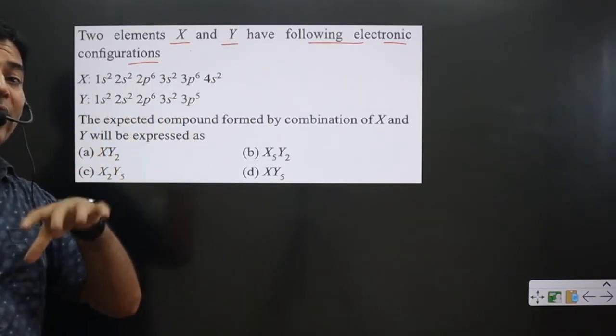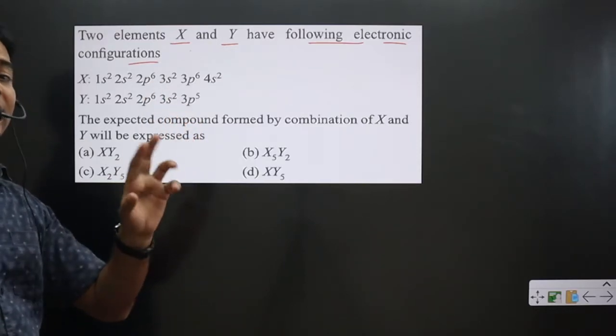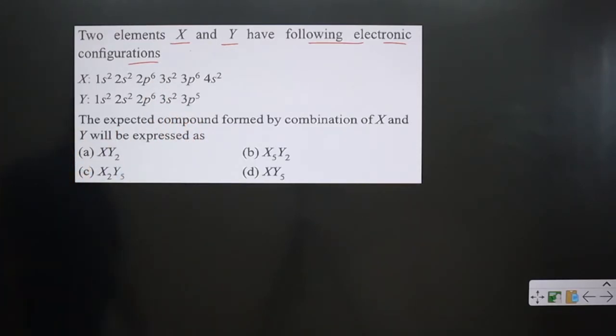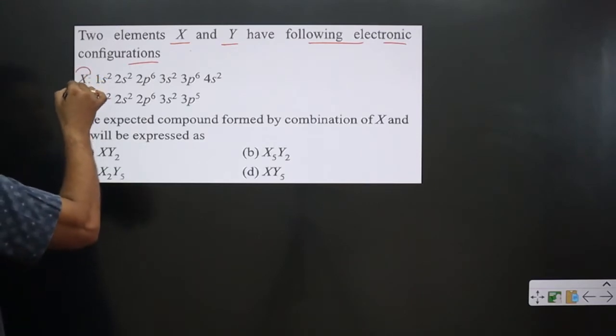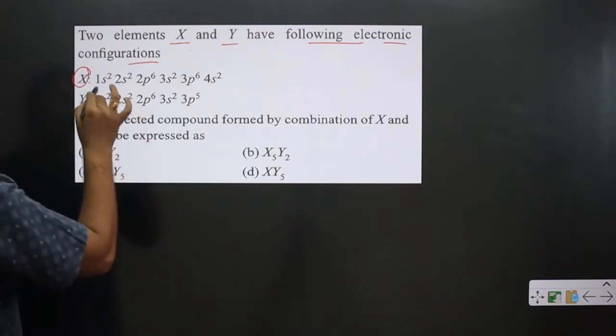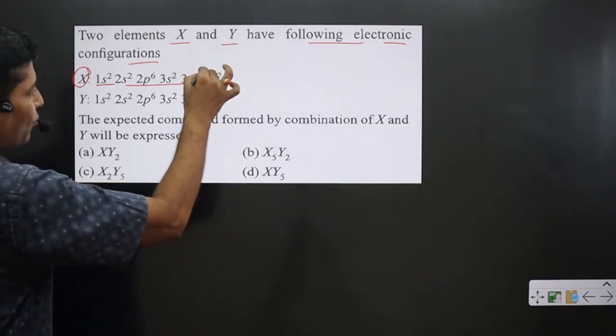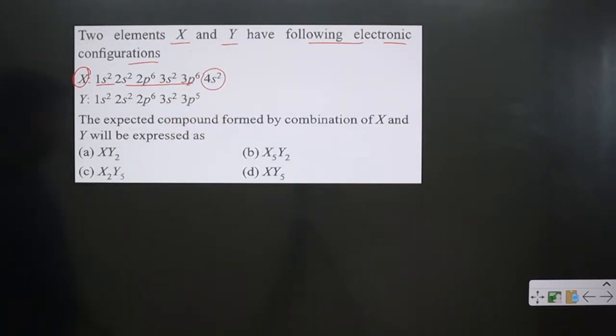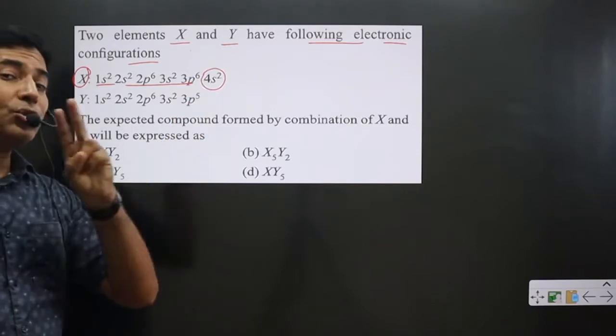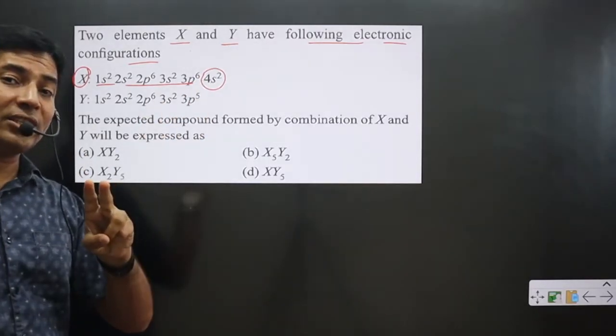From here we can get the valence electron, and from the valence electron we can determine their charge. Okay, pay attention carefully. We have X element is there. This is the electronic configuration completely filled up to here. You can see 4s2 is there. Okay. In the outermost it has two electrons.